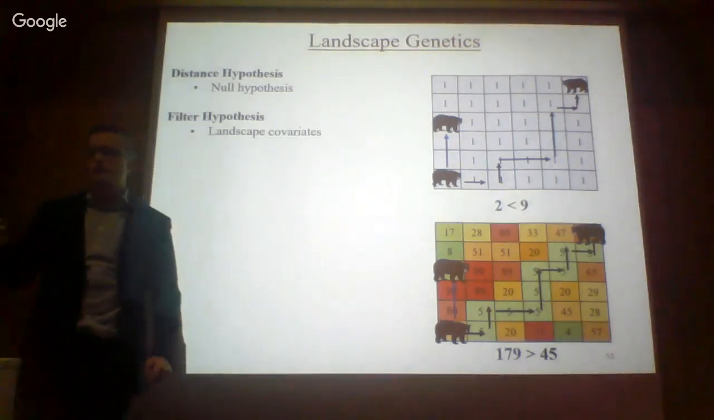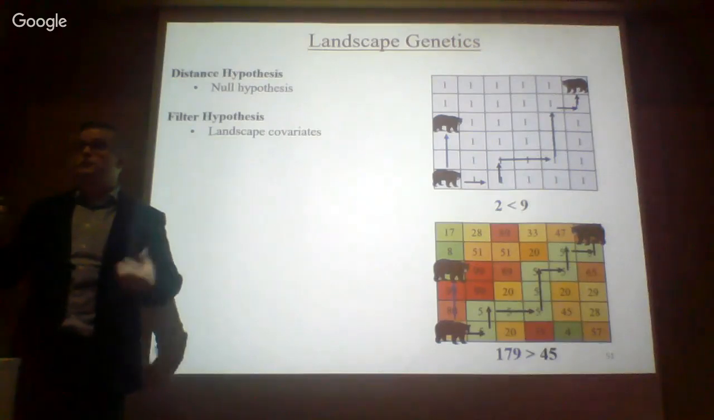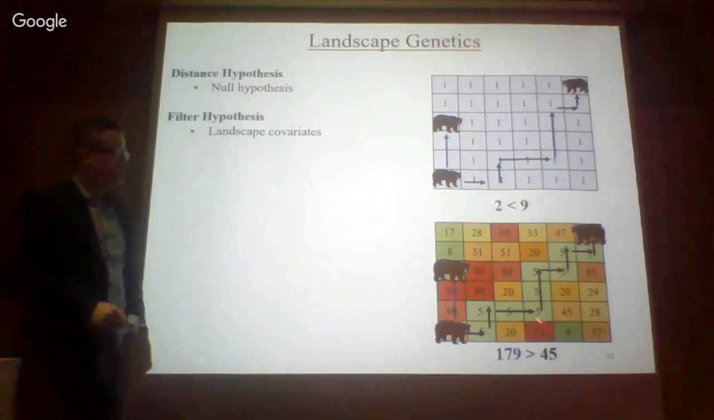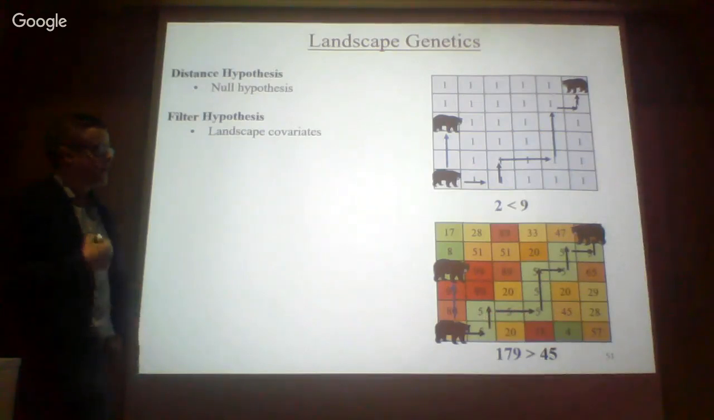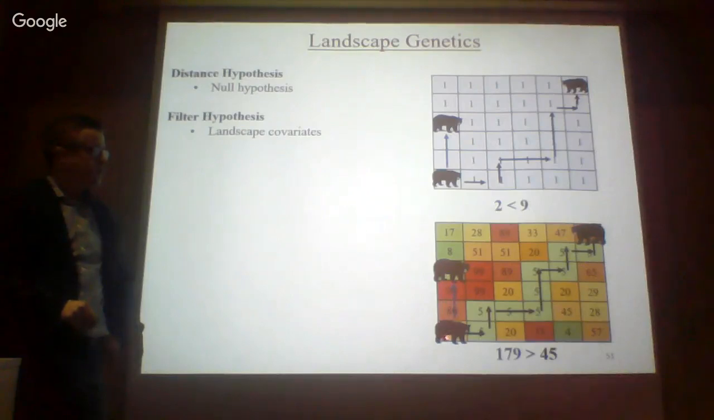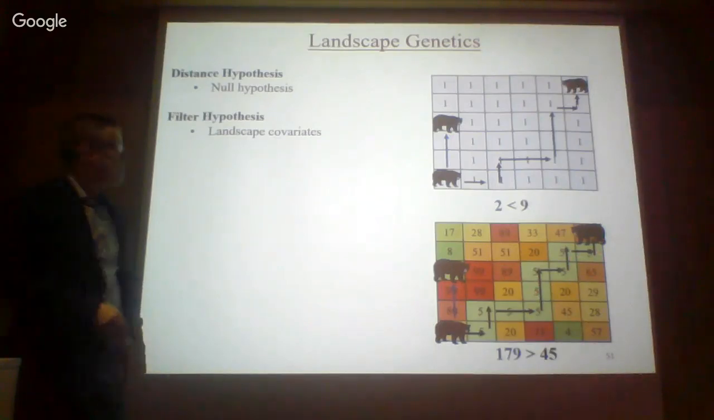forces that restrict movement on the landscape. There's resistance to traveling. These values represent how much resistance, or how difficult it is, for an individual to move through each pixel. So for a landscape resistance, these two individuals may be less genetically related than those two in the corner, because there's more resistance for this individual to travel between each other than it is to follow this low resistance path up to the corner.